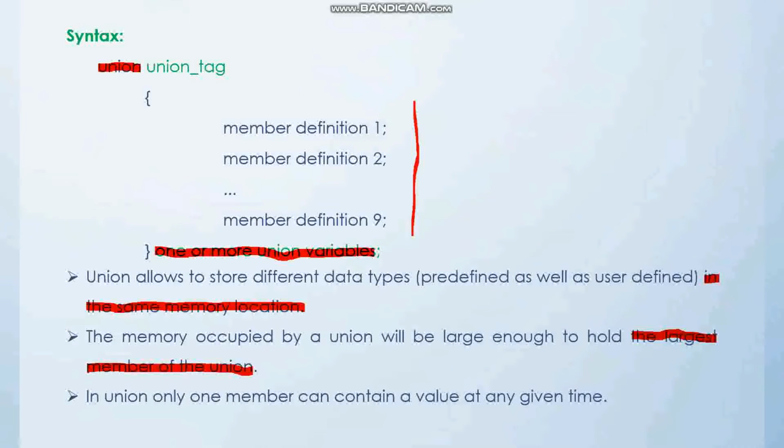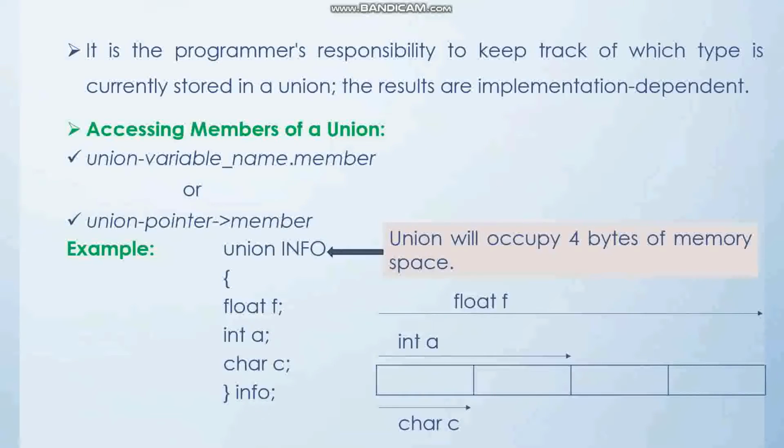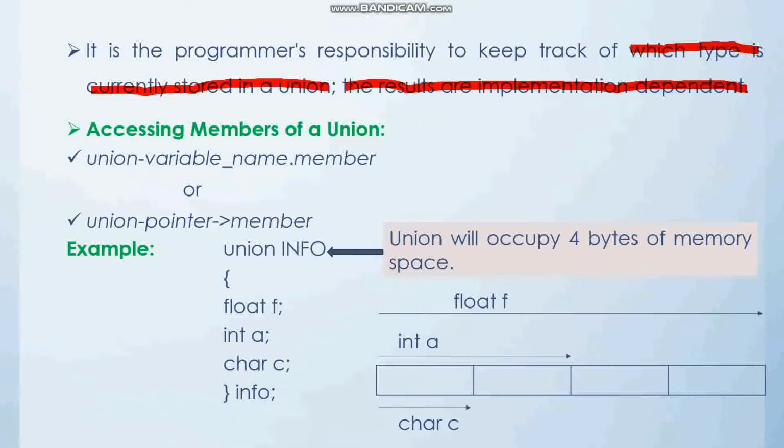In union, only one member can contain a value at any given time. Then it is the programmer's responsibility to keep track of which type is currently stored in the union. That's why the results are implementation dependent. So we will cover all these points in our next slides, and in this slide as well.